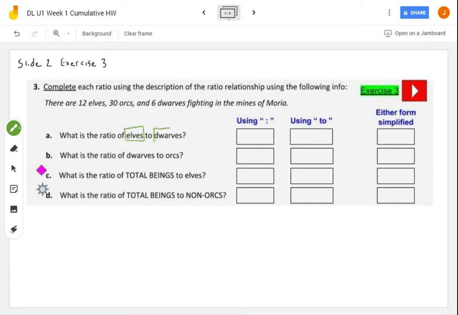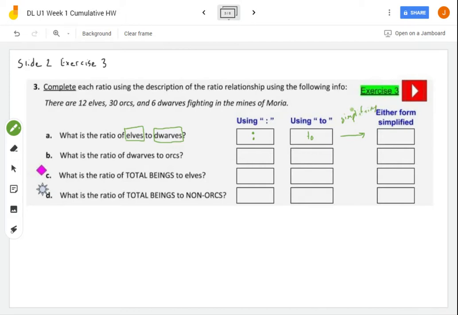And so the first problem that we're going to do is we're going to find the number of elves and put it here, find the number of dwarves and put it here, and we're going to write it in two different ways, with the colon between those two numbers, and then with the word "to." So the first number to the second number. And then finally, you're going to pick one of those two forms, and then you're going to write the simpler version of it. So simplifying is this process.